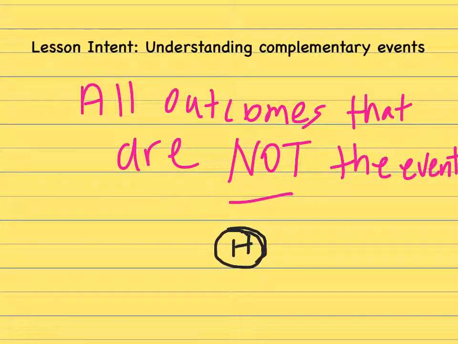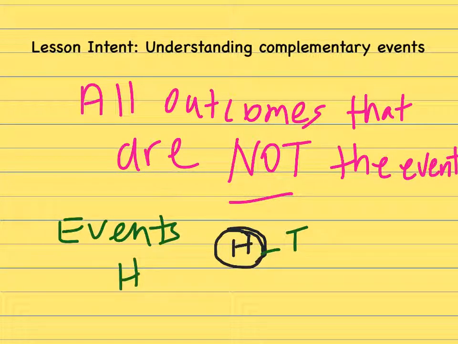In other words, we have a coin here, and on this side we have a head, and we know on the other side it's a tail. So if we're looking for the event of heads, then the complementary event is actually tails. So it's whatever isn't the event, that is its complement.